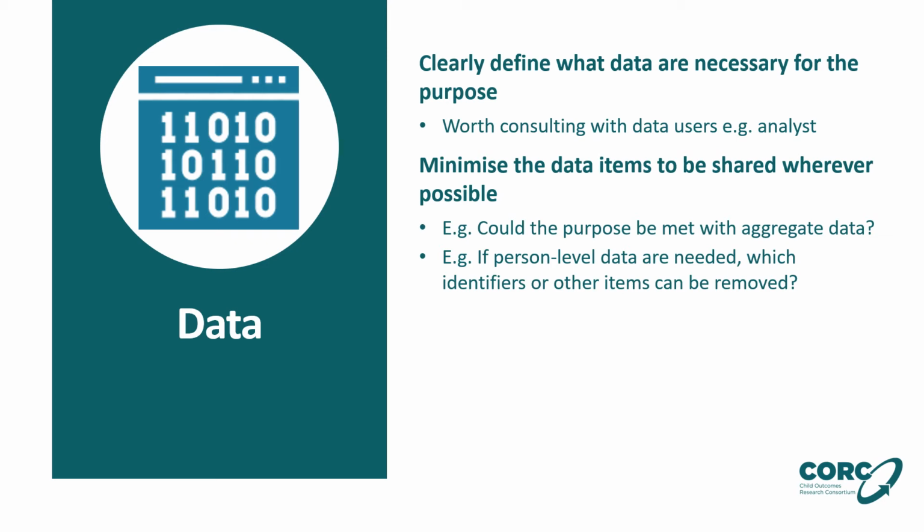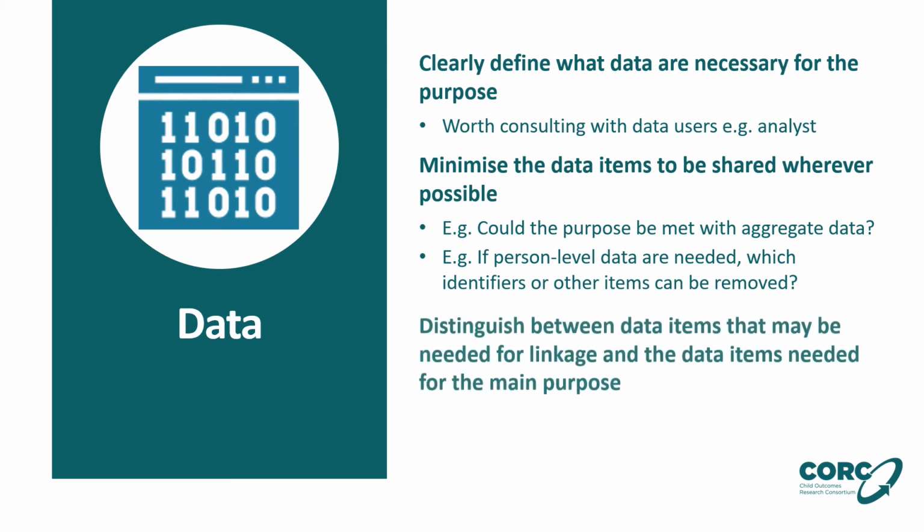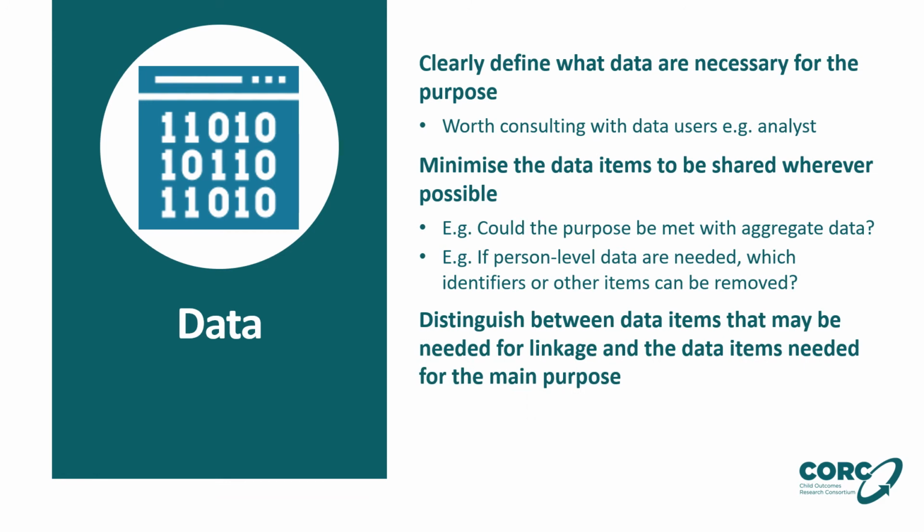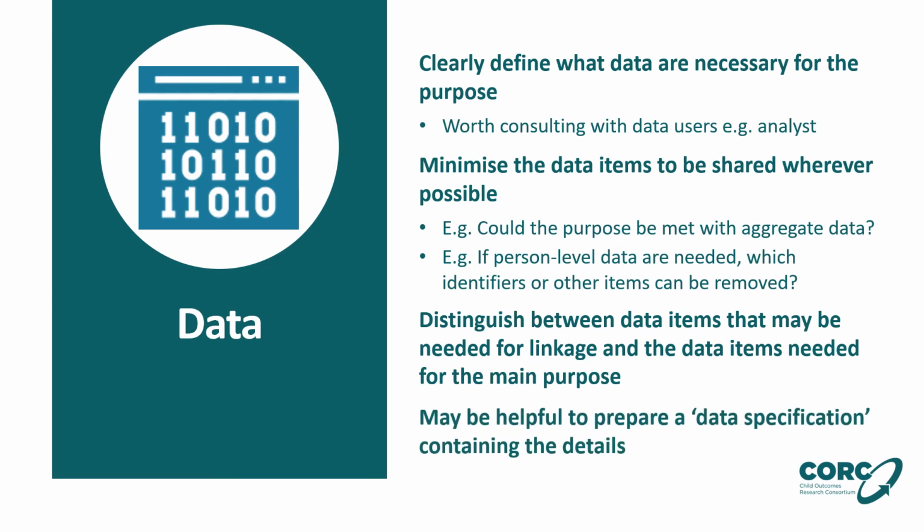It may be the case that achieving the purpose entails an initial step of linking data, for example between datasets or between time points, and that linking data may require identifiers. In these cases, it can be helpful to distinguish between the data items needed for linkage and the main data items required for the purpose, and whether the linkage items can be deleted once data are linked. For some of our projects, we have found it helpful to draw up a data specification, which is a description of each data item. Data specifications may form a useful part of data sharing agreements.